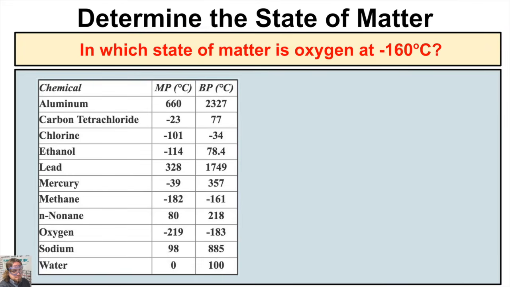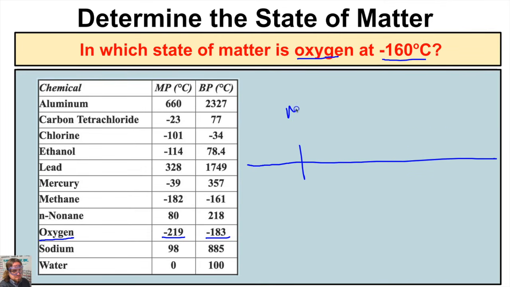In this example right here, it says, in which state of matter is oxygen at negative 160 degrees Celsius? So we have some oxygen here. We want to figure out what state of matter it is in at negative 160 degrees Celsius. So go ahead and pause this video at this point and try to figure this out on your own. And so if we take a look here, we have oxygen. And we know the melting point of oxygen is negative 219 degrees Celsius. We know its boiling point is negative 183 degrees Celsius. So let's go ahead and put those values on a number line here.